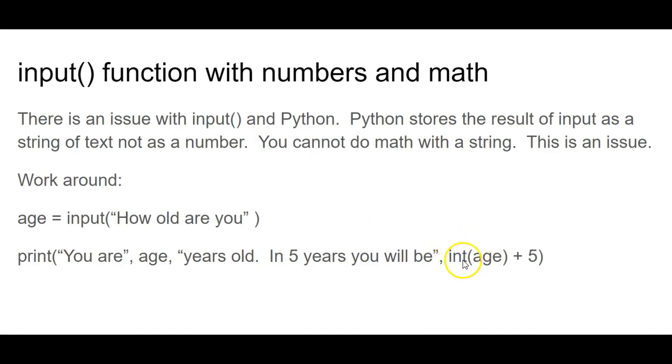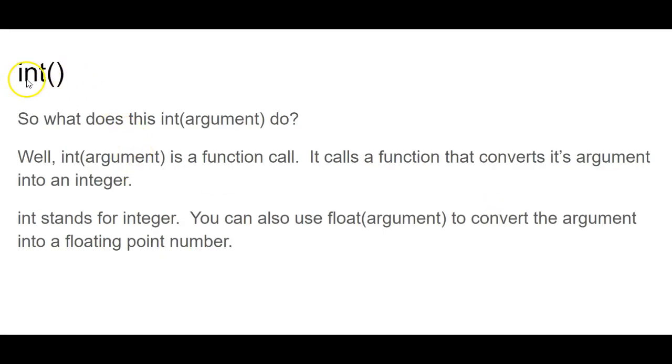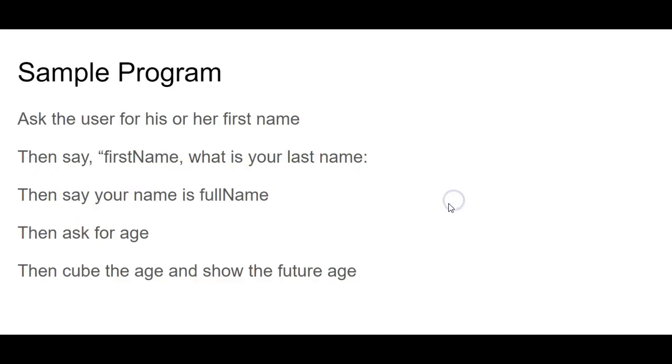So this is actually a built-in function to convert a string into a numeric value. Int is a function, and what's it do? It takes the argument, that string, and when it gets called, it converts that argument into an integer. So int stands for integer. There's also another function called float. It does the same thing, but it converts it to a floating point number.